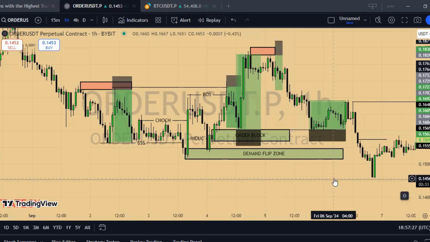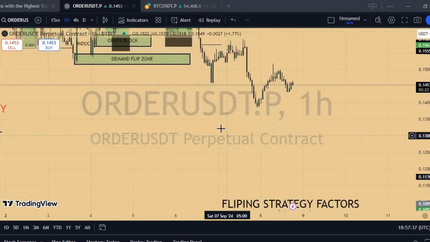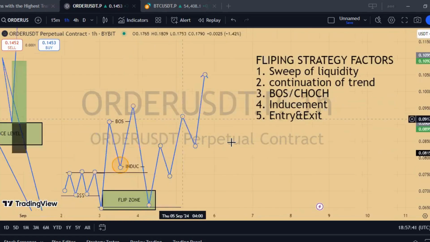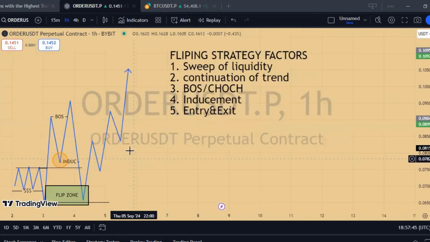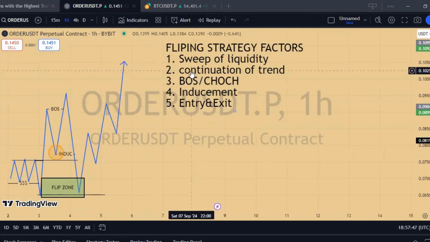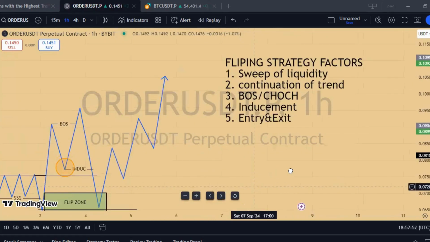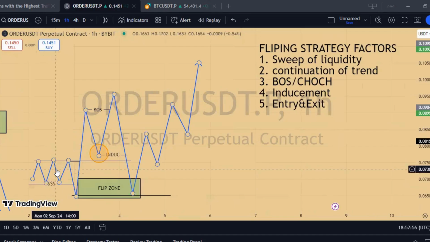All right. This is just simple. What I need you to do is just cool down, learn it, understand it, then you can now implement. Simple. Remember what I showed you guys. What you should be looking out for first and foremost is a sweep of liquidity. That's the first thing.